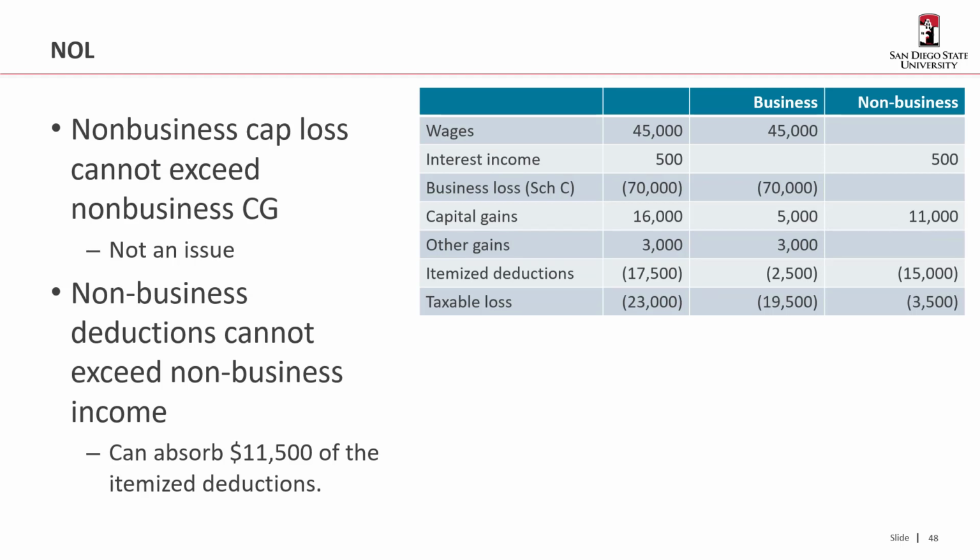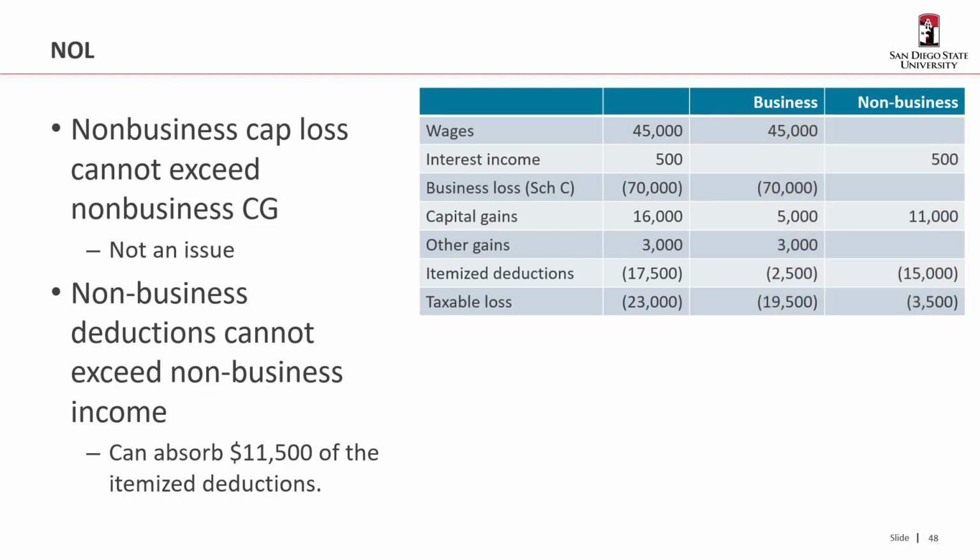So wages are treated as business, whereas interest income on her personal savings account, that's non-business. Of course, the business loss is business. I put her business capital gains under that classification and her non-business capital gains, net, under the non-business classification. Her ordinary gains were related to the business. And her itemized deductions, recall that $2,500 was a casualty loss. We treat that as business, whereas all the rest is treated as non-business.